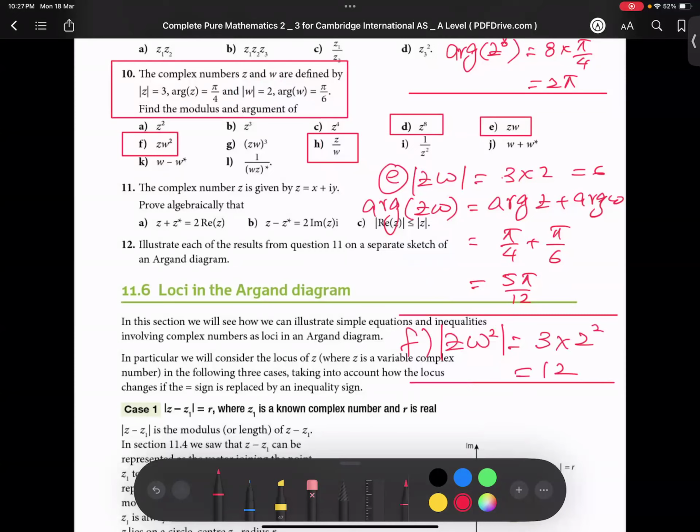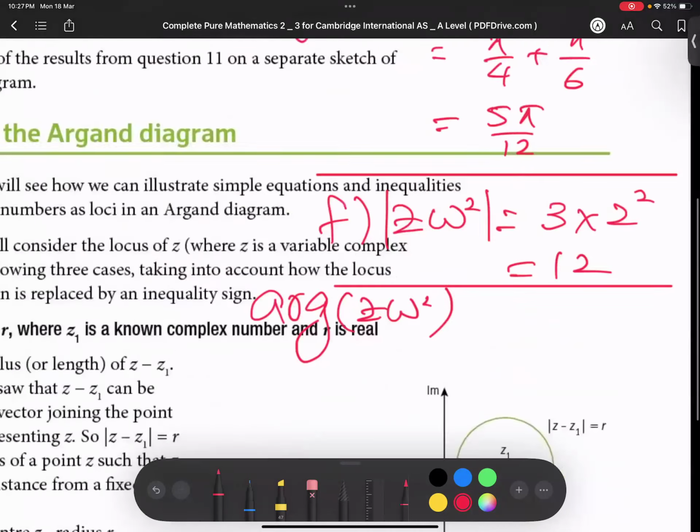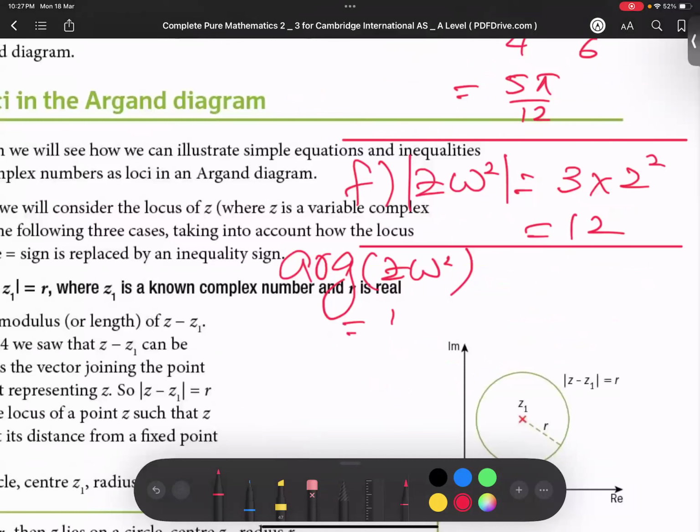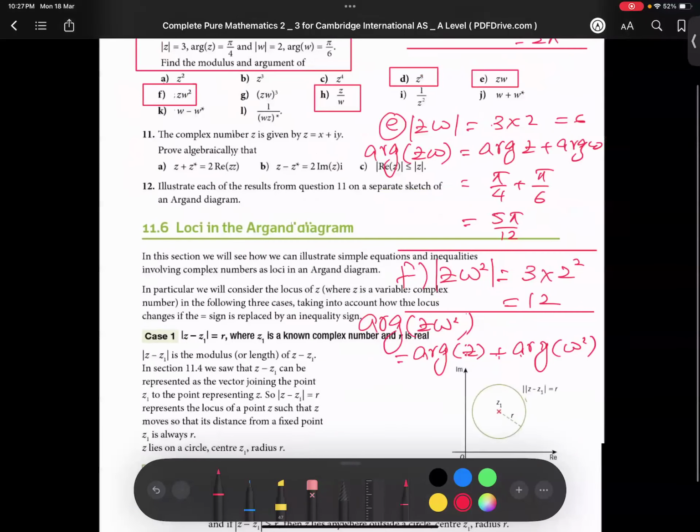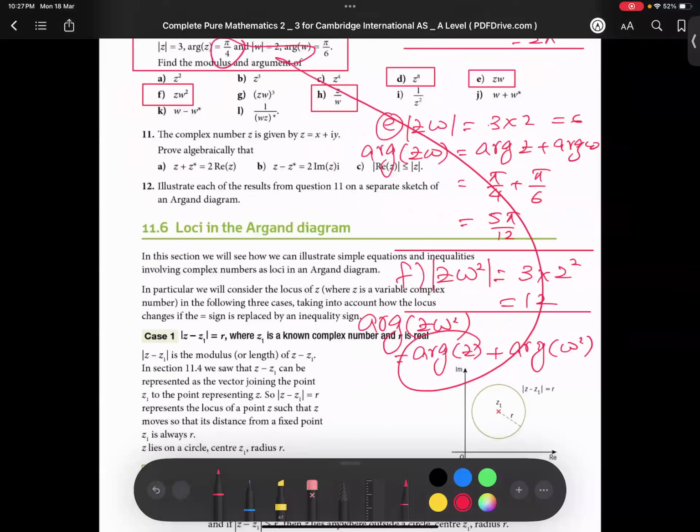Alhamdulillah Rabbil Alameen. Clear. If I ask you to find the argument of Z times W square, what is the planning here? So the argument of Z I will write here plus the argument of W square I need here. The argument of Z is what, student? Z is pi by 4. I need pi by 4 from here.